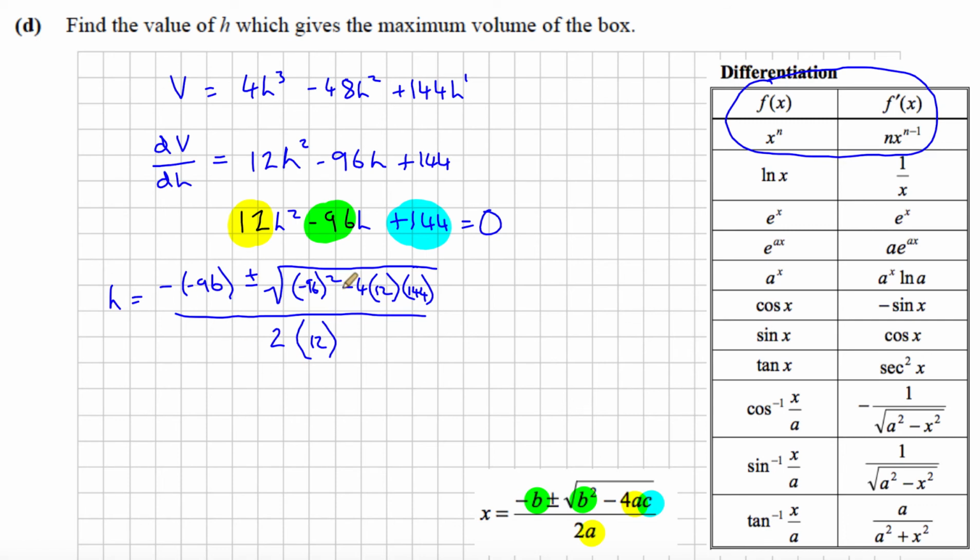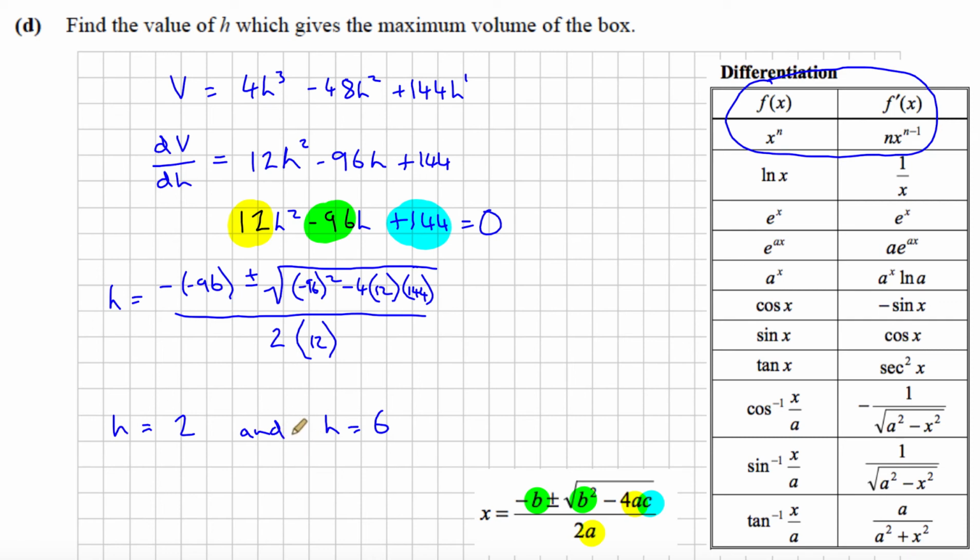So I'm going to do this on my calculator now, once with the plus and once with the minus, and I'm going to get two different answers. So when you do that in your calculator, you get two answers. h is equal to 2 and h is equal to 6. So they're the two answers that you get.